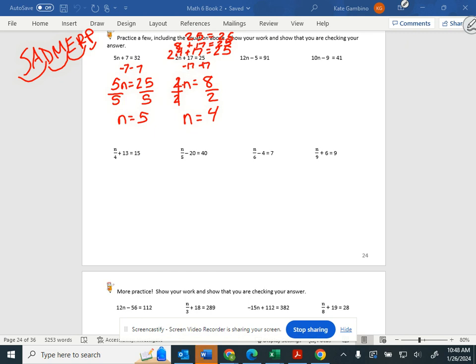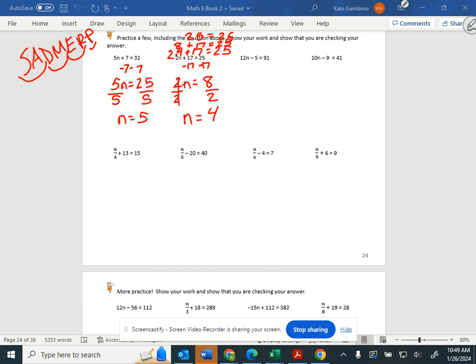So if you ever get an answer, like Madison asked, well, what if we got a decimal? If you get an answer you're not sure is correct, plug it in and say, does this work for my variable? If I put it in the equation, are both sides going to balance out and equal each other? So I do want you to be checking your answers for every single one of these. Make sure you're getting the correct answer.